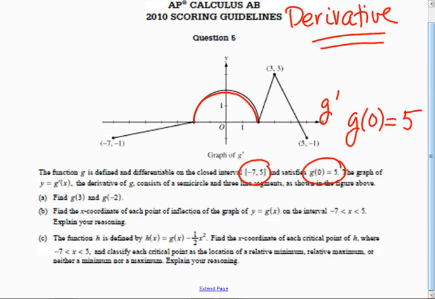And it says find G of 3. I guess we could put it right here. So this is what I want to find. Now, I don't want G prime, I want G. So what are we going to do? Okay, if you're given the derivative and you want the function, you know you're going to have to integrate.